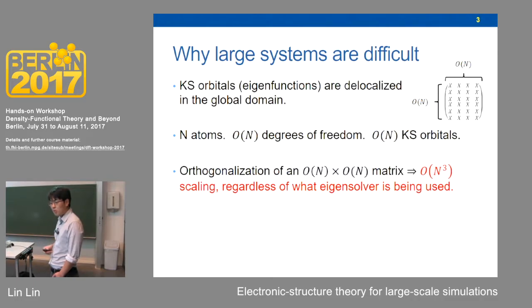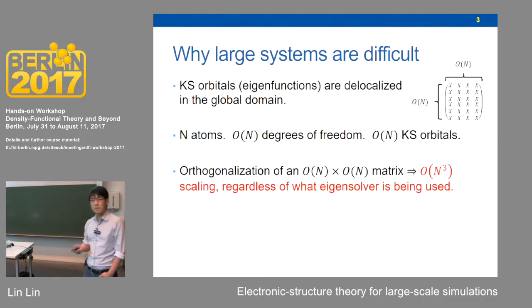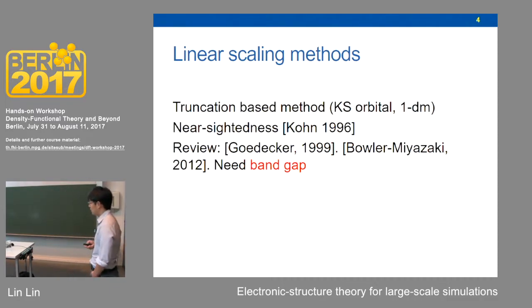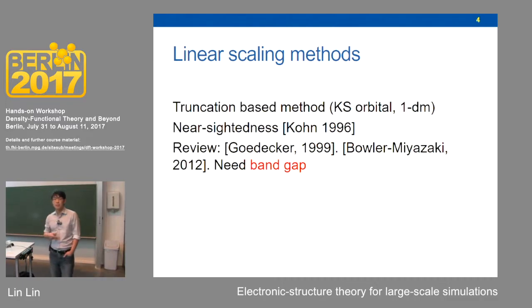So there could be a drastic difference between dealing with a system containing 1,000 atoms and dealing with 10,000 atoms. So there has been a lot of work in the community of physics, chemistry, and material science in the past 2 decades to reduce this cubic scaling, most notably this linear scaling type of work. This talk is not about linear scaling, so I only want to say that they are all based on some sort of truncation. You can truncate the Kohn-Sham orbitals, rotate the Kohn-Sham orbitals or Wannier functions.